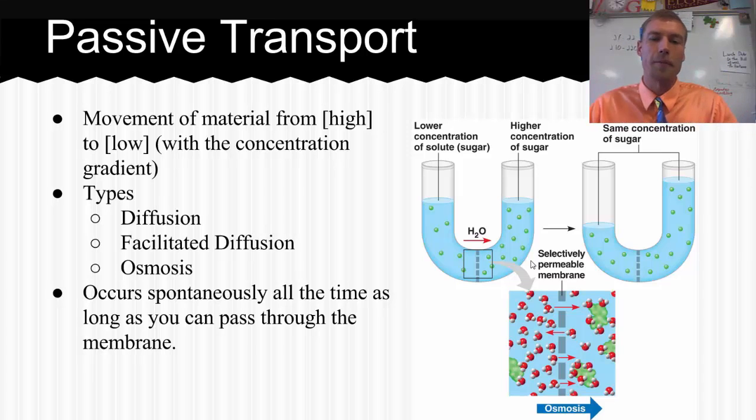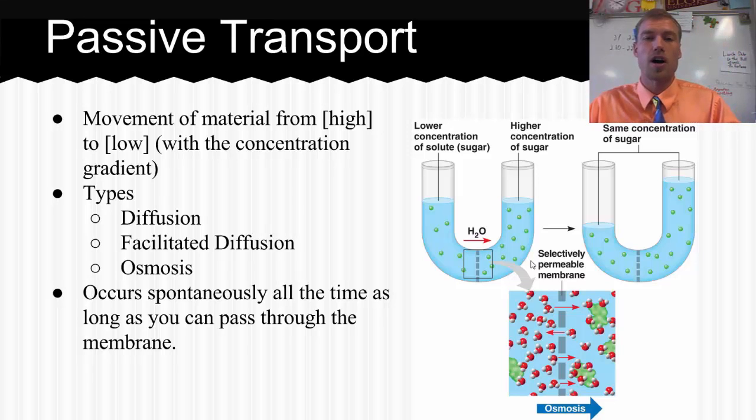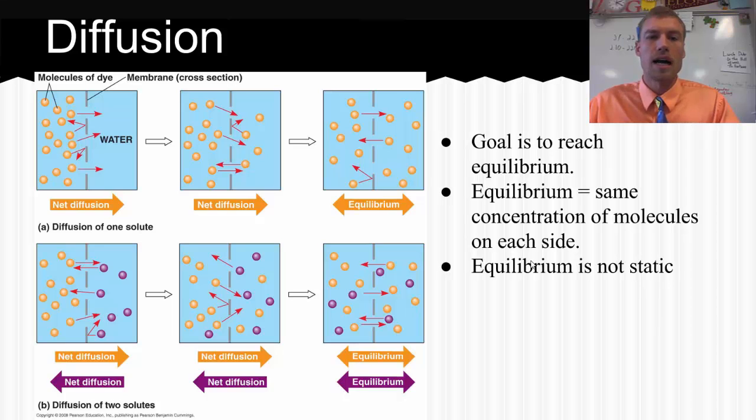They're equally spread out. There are three different types of passive transport. You've got diffusion, facilitated diffusion, and osmosis. And passive transport occurs spontaneously all the time, so long as you can pass through the cell membrane. The cell membrane is selectively permeable, so not all materials can pass through it. Only those materials that can actually pass through the membrane will be involved in the actual passive transport process.